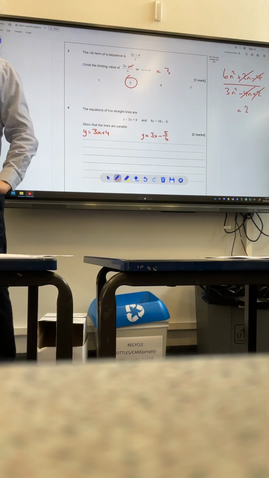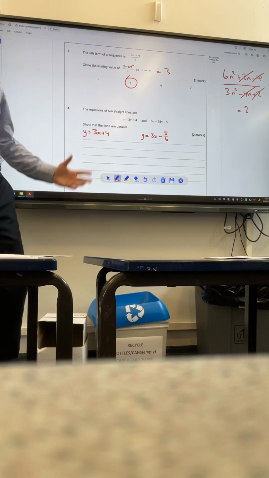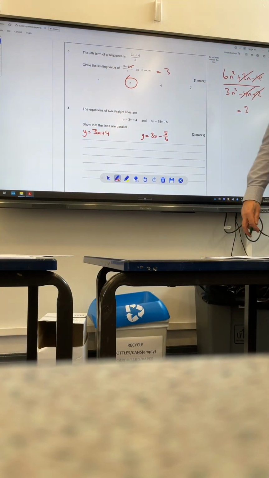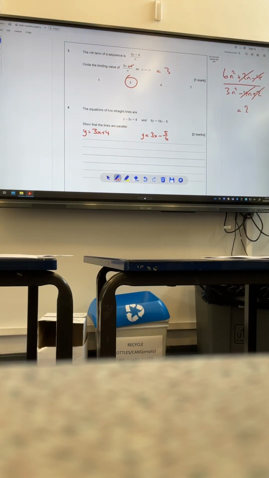Have a sentence in there though. Don't just leave it like that. Have a sentence in there, just say, same gradient, so they're parallel. All good? Moving on.